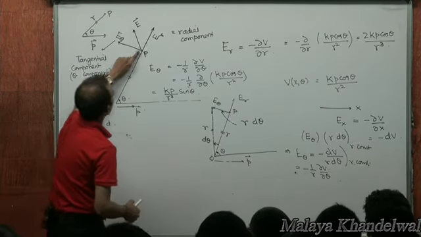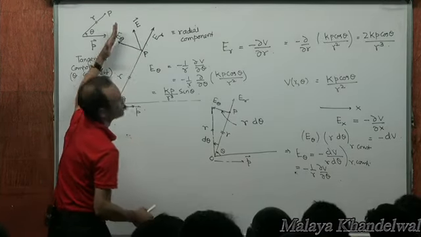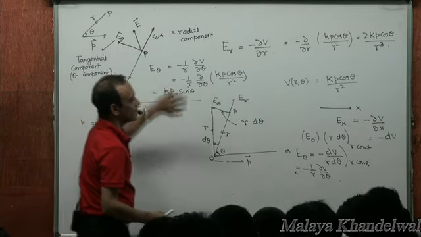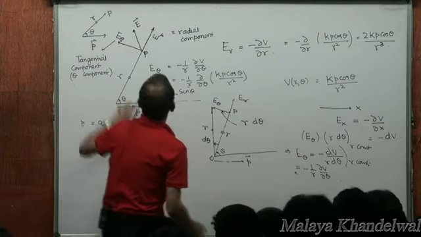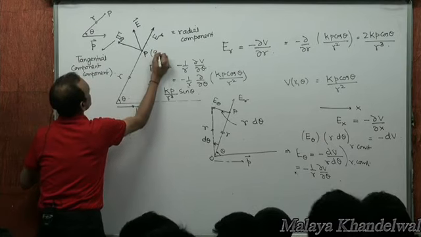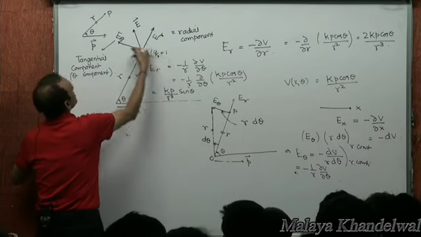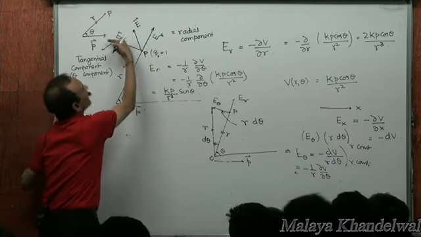What does the theta component mean? I'm moving perpendicular to the radius. If I take a unit positive charge in this direction, E r will have no component in this direction, right?